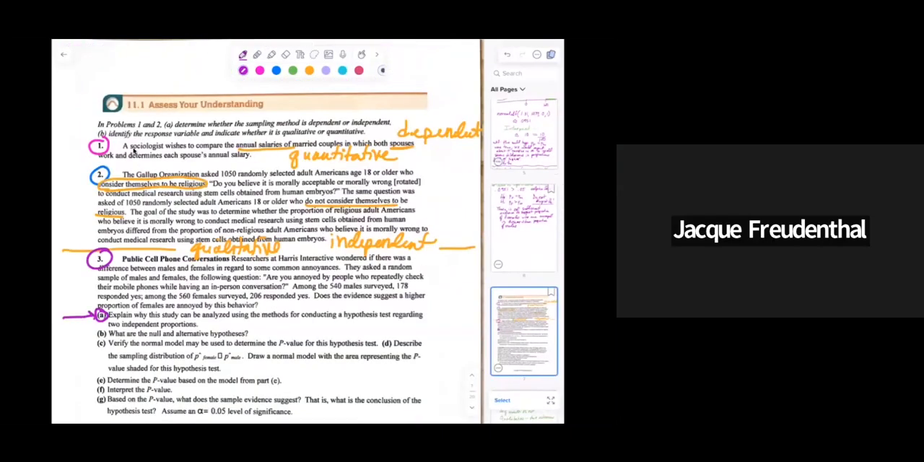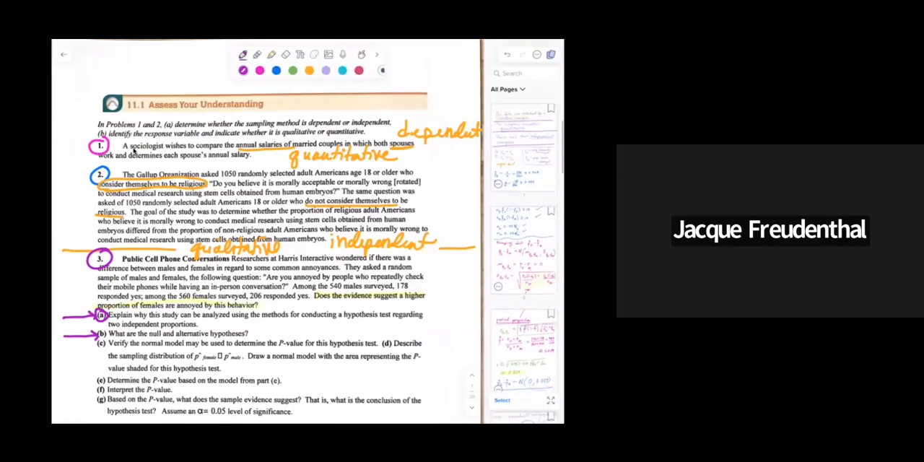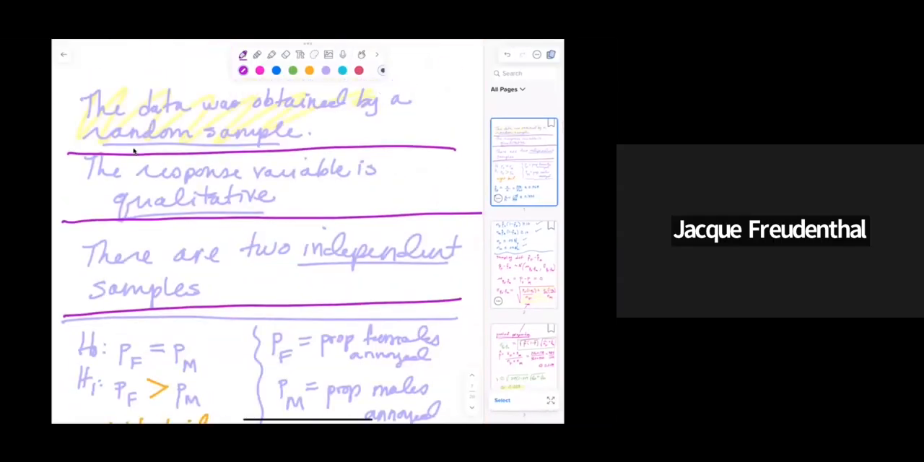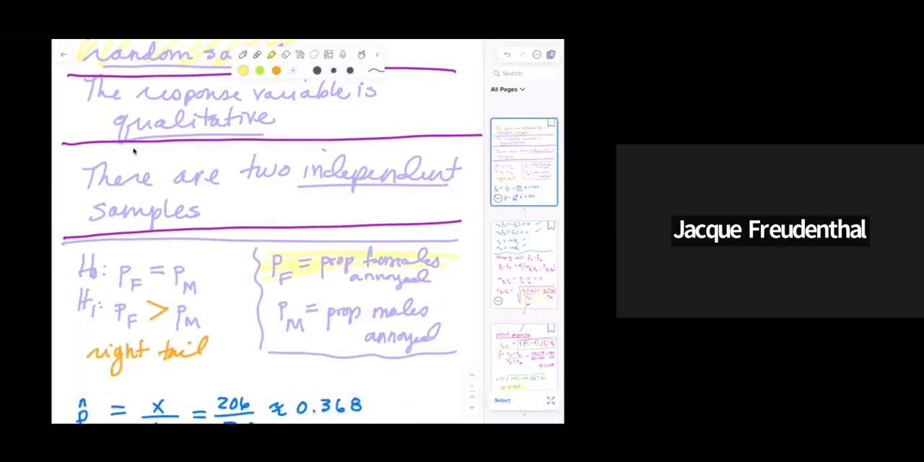So now let's look at what are the null and alternative hypotheses. Does the evidence suggest a higher proportion of females are annoyed by this behavior? Okay, so if I write down the hypothesis, I'm going to first define what my symbols represent. I'm going to say, let p_F be the proportion of females annoyed, and let p_M be the proportion of males annoyed. So we assume equality in the null hypothesis, and then we're trying to answer the question, is there evidence to say that females are annoyed more than males? So that's a right tail, greater than test.